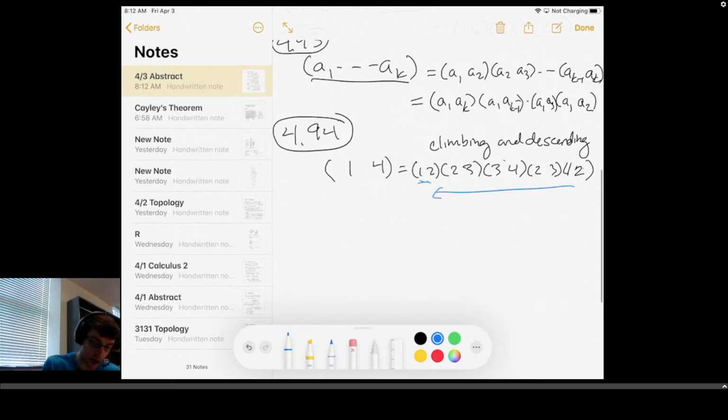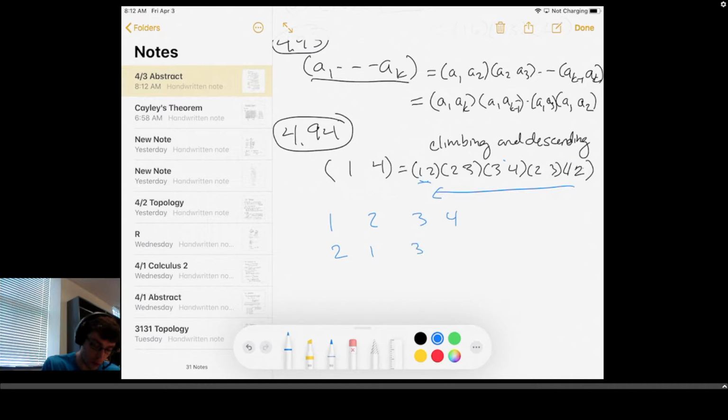So like this process, if you look at it from right to left, we have like 1, 2, 3, 4. I don't know why I'm doing it this way. I don't want to have to write circles every time. So you have 1, 2, 3, 4, and so the process is you just switch it.